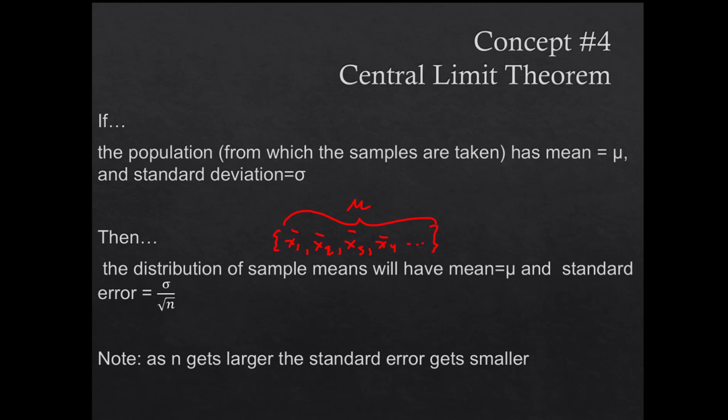Note that as n, the sample size, gets larger, the standard error gets smaller. So I was saying 200; let's say it was 1,000. That means this denominator, because the square root of 1,000 is much larger than the square root of 200, gets larger, which means that the standard error gets smaller.